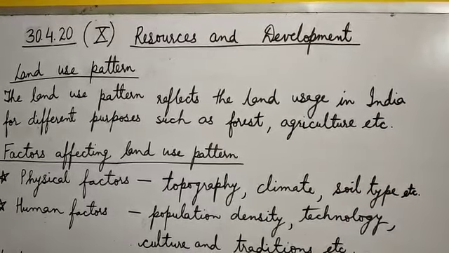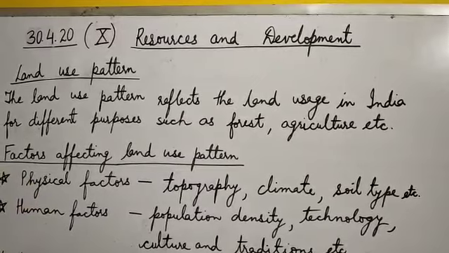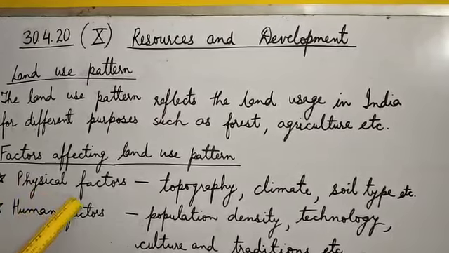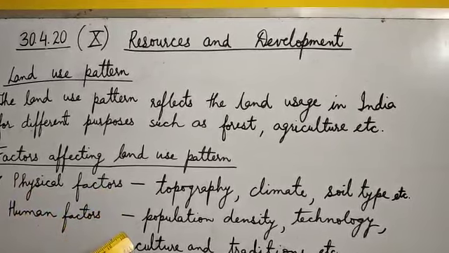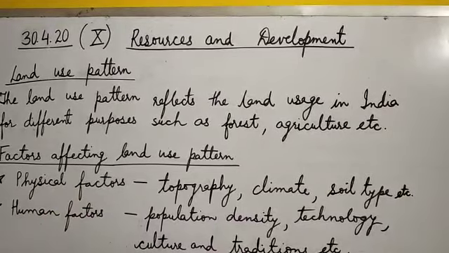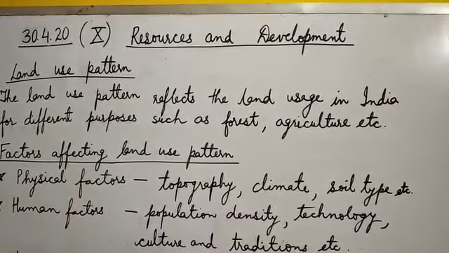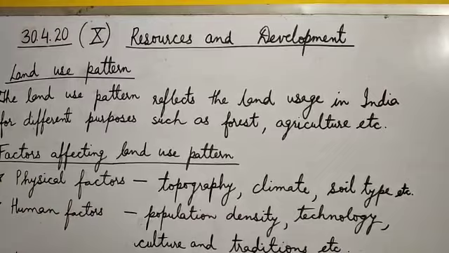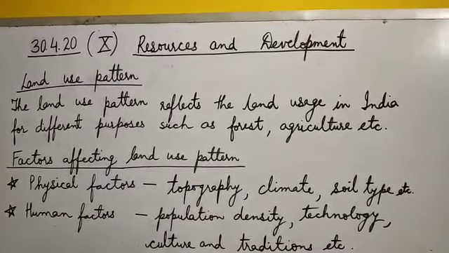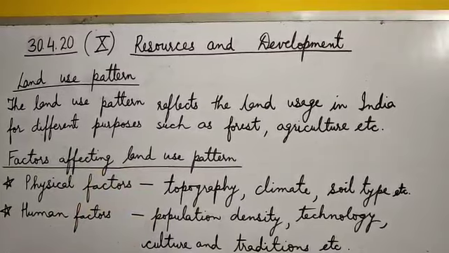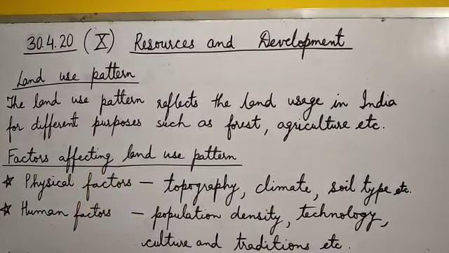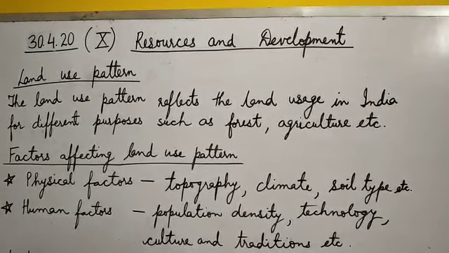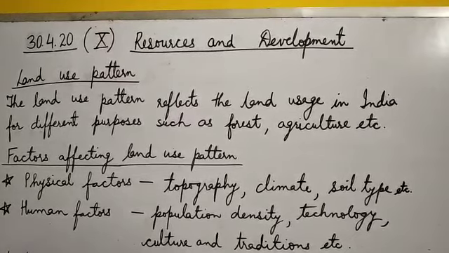There can be two types of factors. One is physical factors. Physical factors include topography, climate and soil type. And the second is the human factor. In human factors, we have population density, technology, culture and traditions, etc. Now, topography means the plain, plateau and the mountain. If a plain area is found in a place, that is more suitable for agriculture. Plateaus can be storehouses of minerals, so they can be good for industrial activity.